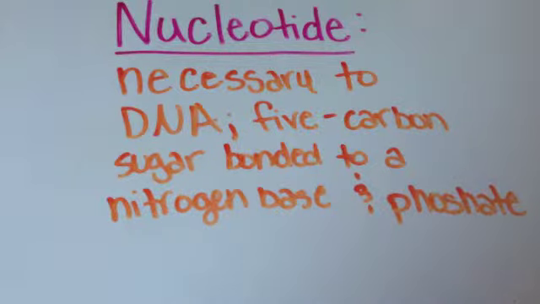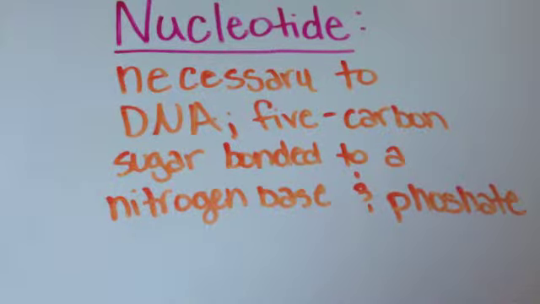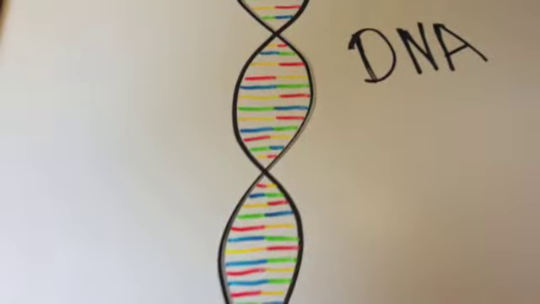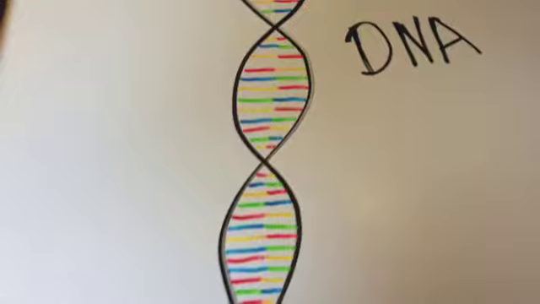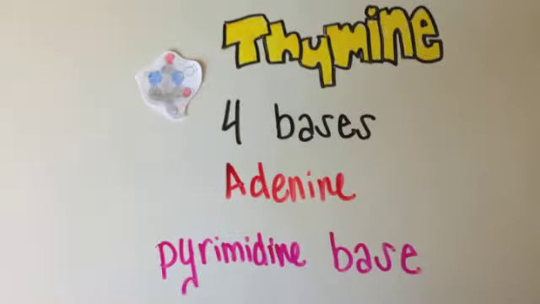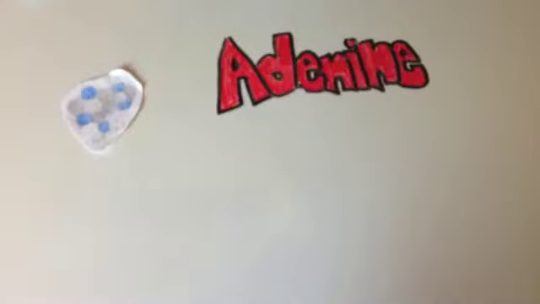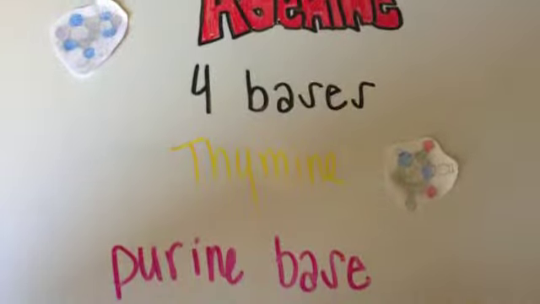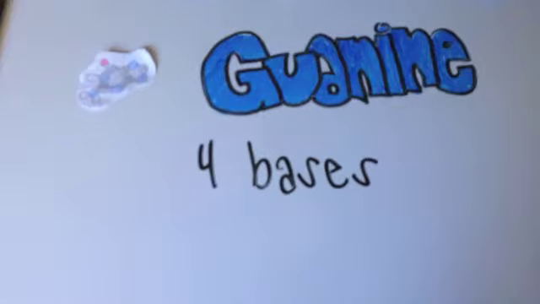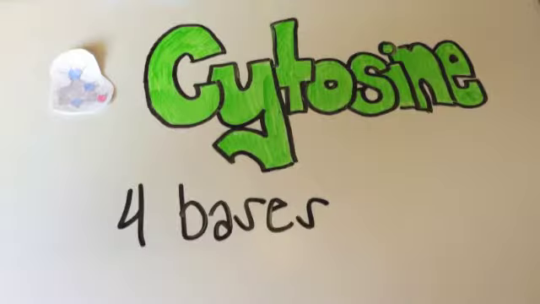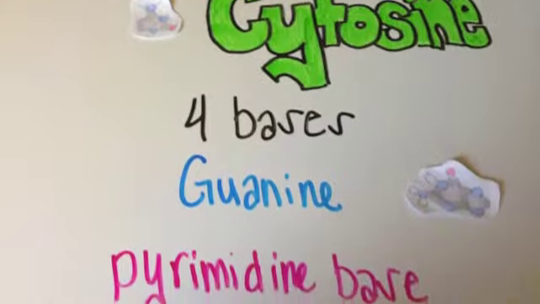The middle part is made up of nucleotides. A nucleotide is necessary to DNA and is made up of a nitrogen base, a sugar, and a phosphate. There are 4 nitrogen bases, thymine, adenine, guanine, and cytosine. This is thymine. It's one of the 4 bases, connects with adenine, and is a pyrimidine base. This is adenine. It's a base, connects with thymine, and is a purine base. This is guanine. It's also a base, connects with cytosine, and is a purine base. This is cytosine. It's a base, connects with guanine, is a pyrimidine base.